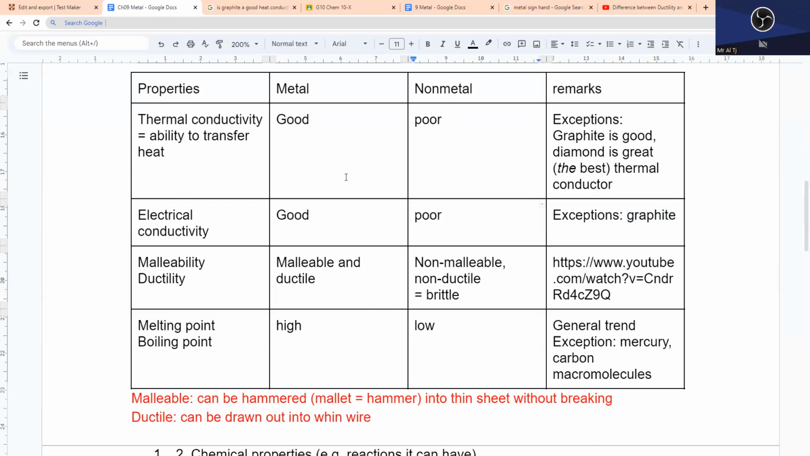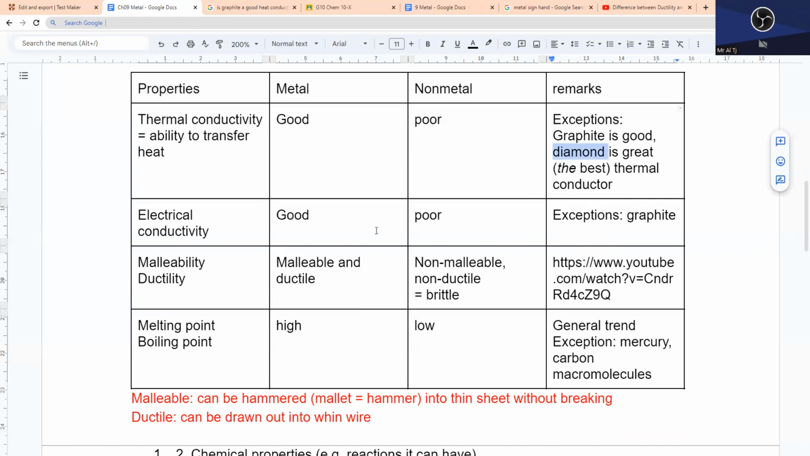Most of the time, the thermal and electrical conductivity go hand in hand. If something is good in thermal conductivity, it's also good in electrical conductivity, and vice versa, okay? With the exception of diamond. Good thermal, but poor electrical conductivity.